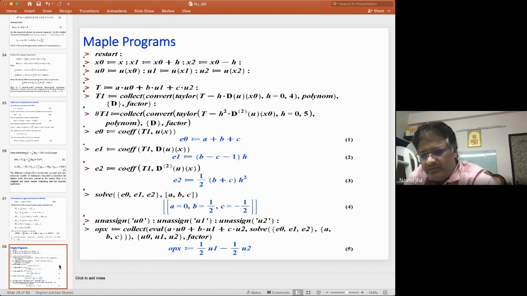Very easy. With the help of a Maple program, I have illustrated these things so that calculations can be done in an effective manner. I have denoted x naught as x, x1 as x naught plus h, and x2 as x naught minus h. u is u at x naught, u1 is u at x1, and u2 is u at x2. Now, just formulate a linear combination a u naught plus b u1 plus c u2 and find the difference between it and h du at x naught.